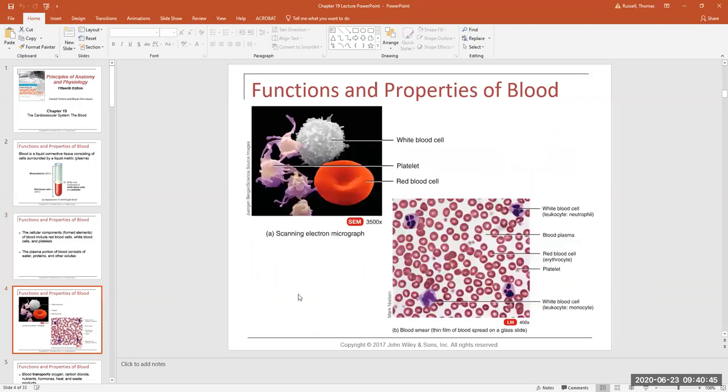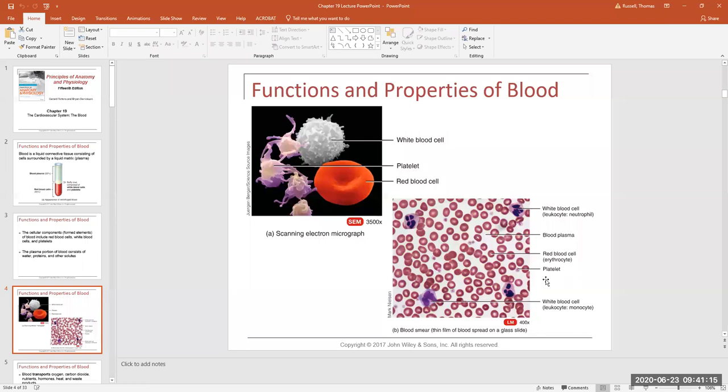So here's what the formed elements look like. No, we're not identifying them, but we should know the scientific name for the formed elements. So most of y'all already know this. White blood cells are called leukocytes. The reason why it says neutrophil out here is because this particular leukocyte is a neutrophil. The red blood cells are called erythrocytes. They don't have the science name for platelet here, but it's called a thrombocyte.